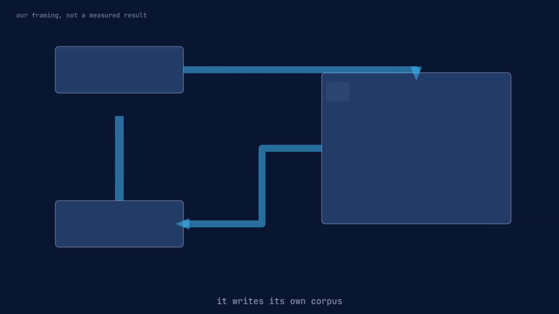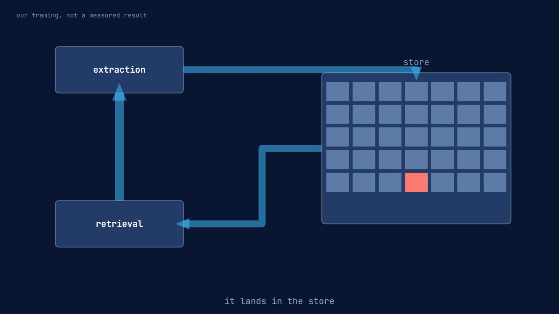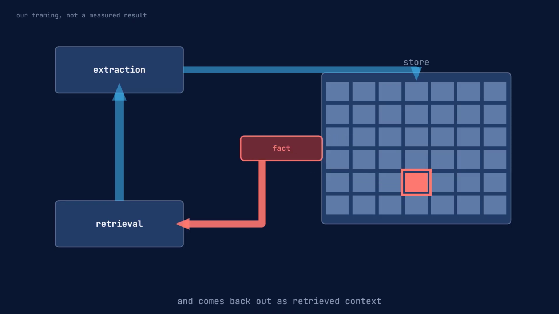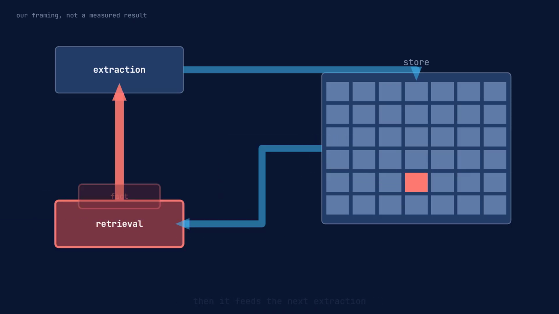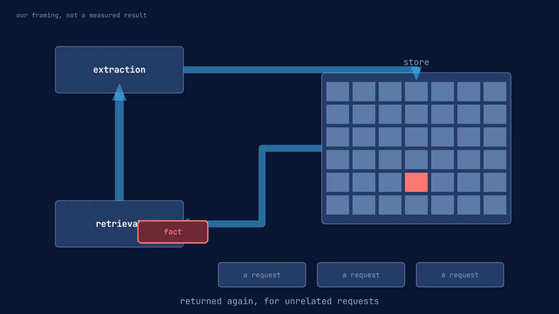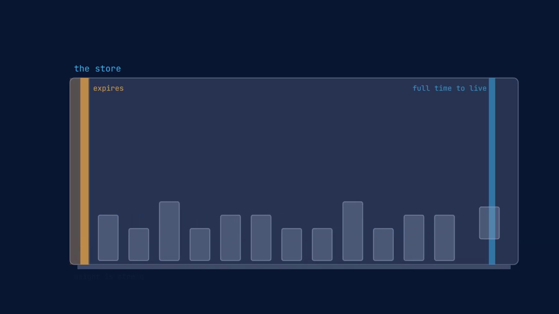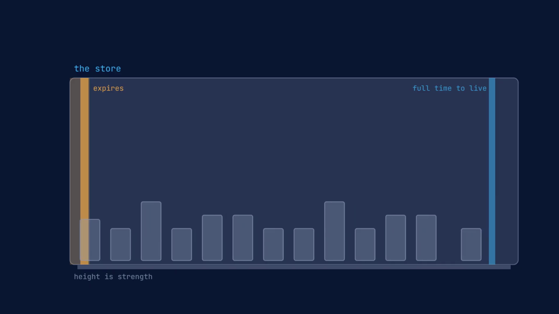Once memory writes its own corpus, its extraction errors become its retrieval corpus. And that explains the complaint you see under every one of these launches. It remembers the wrong details and applies them in the wrong places. So why does an agent remember the wrong things? The answer reframes the whole problem.